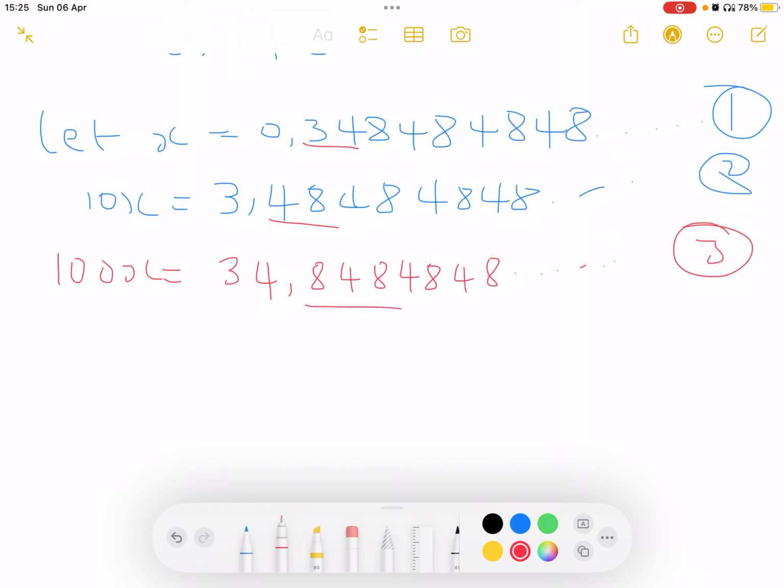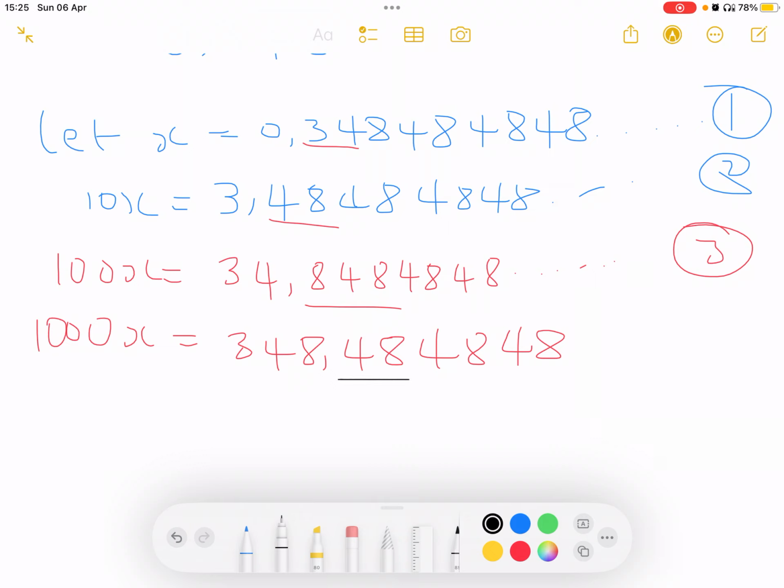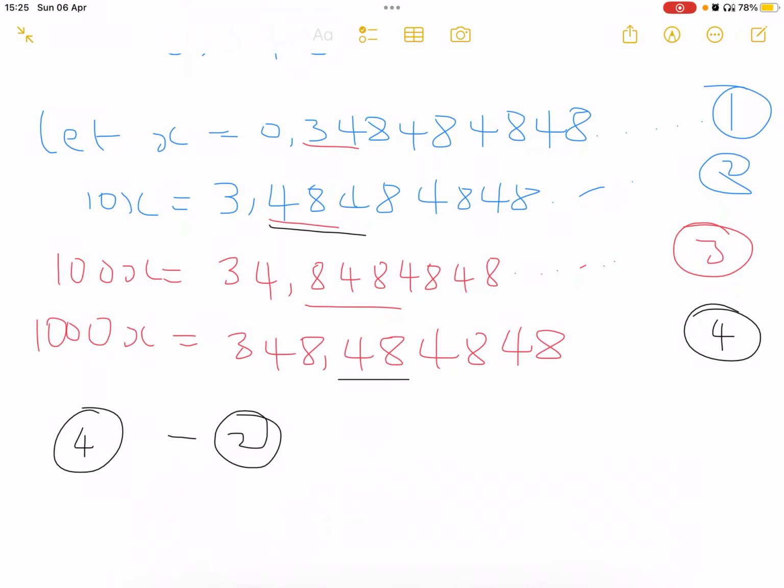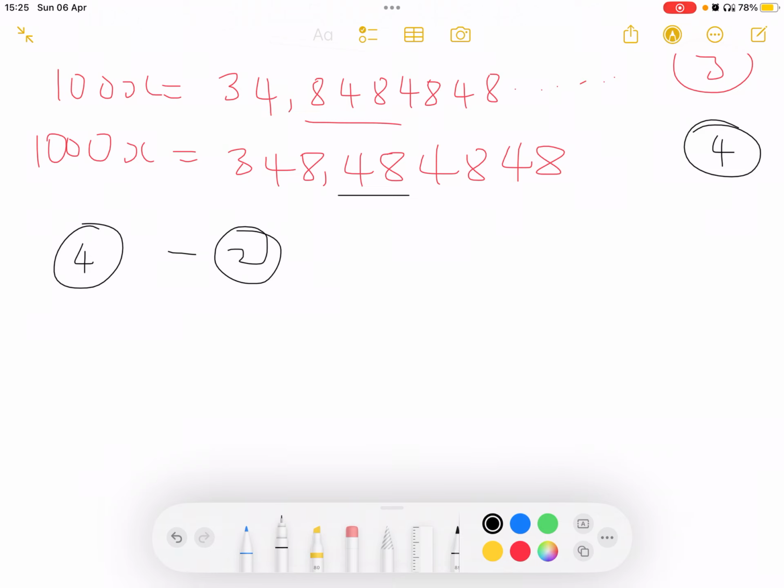Still, this is not the same as any of equation 1 and 2. So we go to the possibly last one, to multiply with 1,000. Now, with the 1,000 we get 348.484848. Now, the trick here is to look at this digit. It is the same as this digit, and then you can say, oh, forgot to label here. Equation 4 will be subtracting equation 2, the one that had the same digits, because we don't want any remainders. We want to turn this into a rational number.